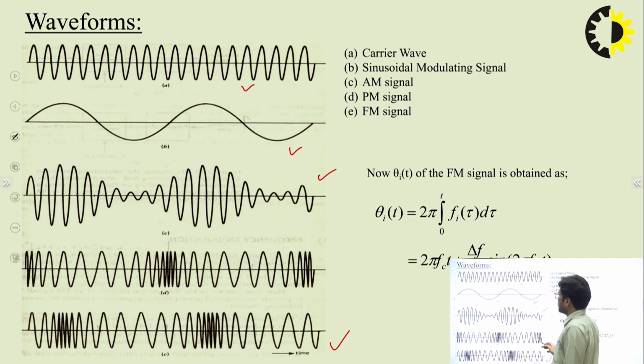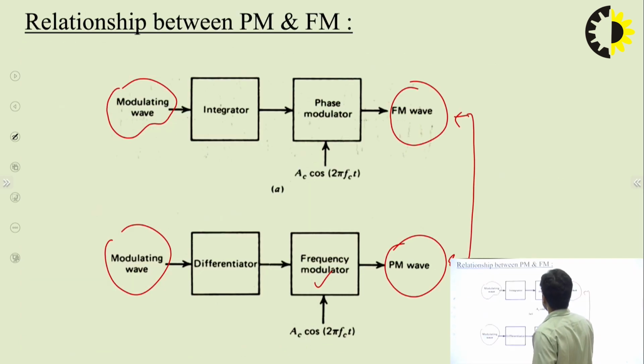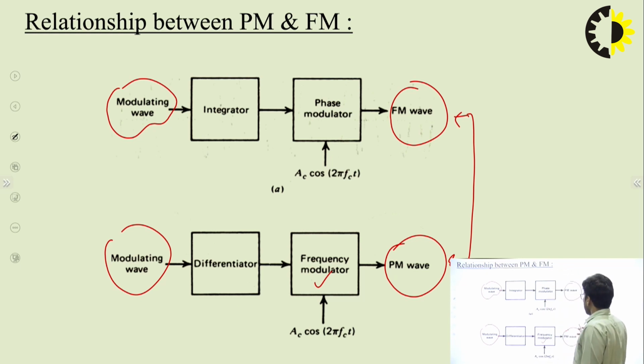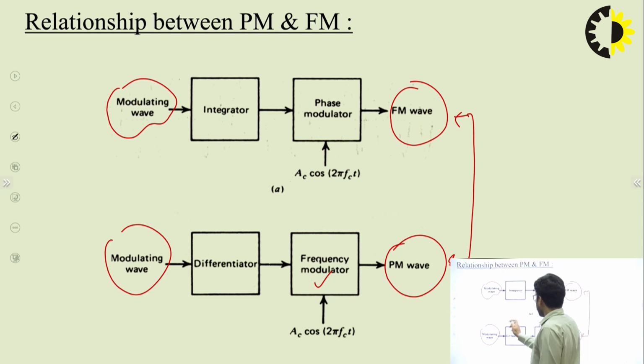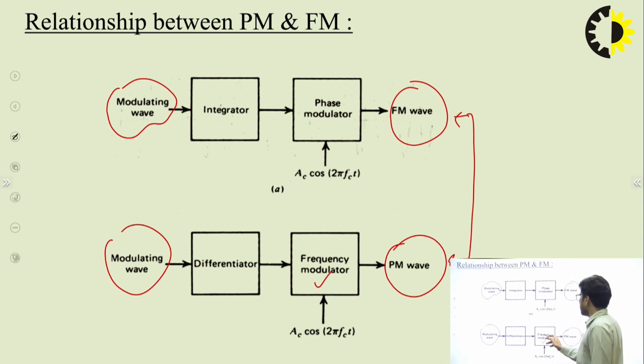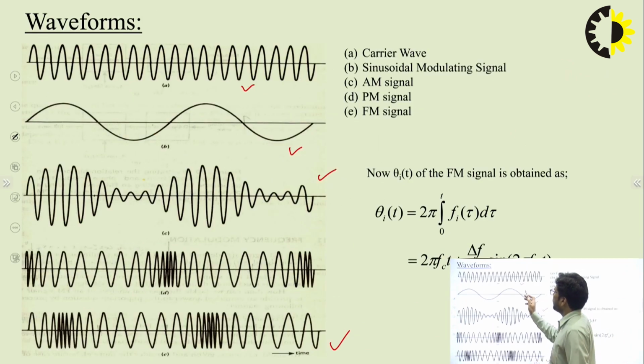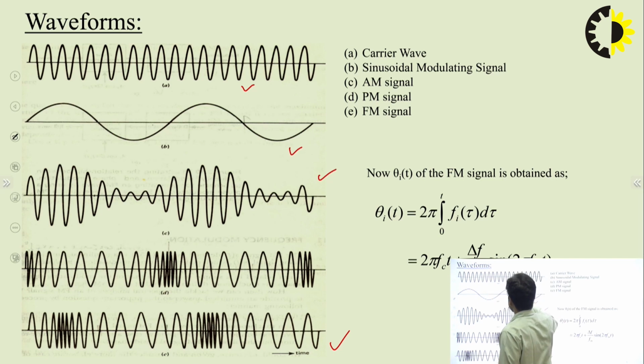In other words, to have the frequency modulation, as we had discussed here, first we have to take the differentiator of the message signal, then we pass this signal through the frequency modulator, and then we have the phase modulation signal. So if first we have to take the differentiator of this signal.